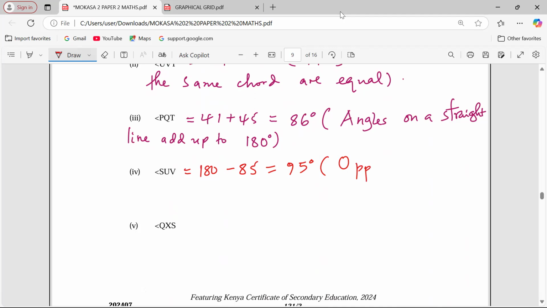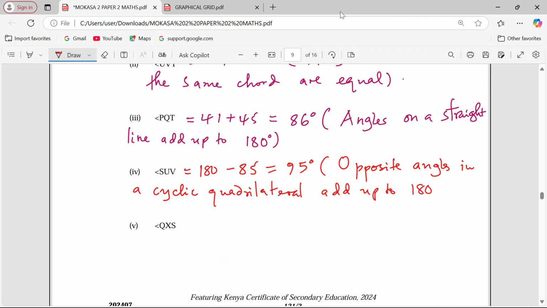Opposite angles in a cyclic quadrilateral add up to 180 degrees. That way, that is the property that we have applied.